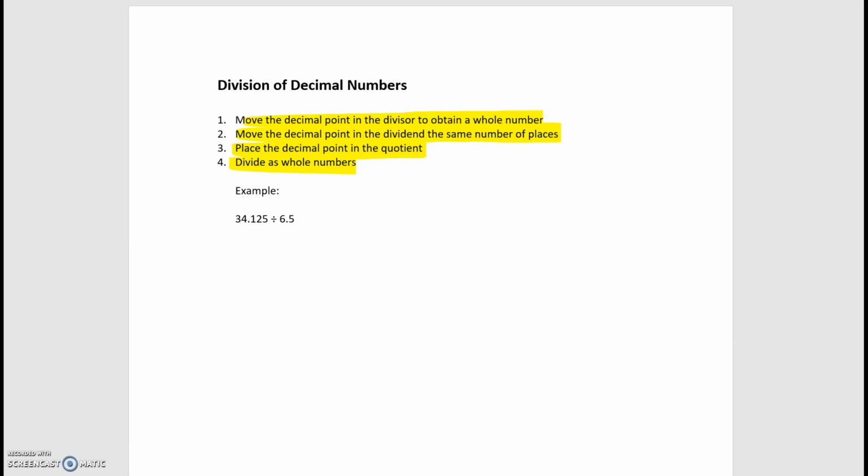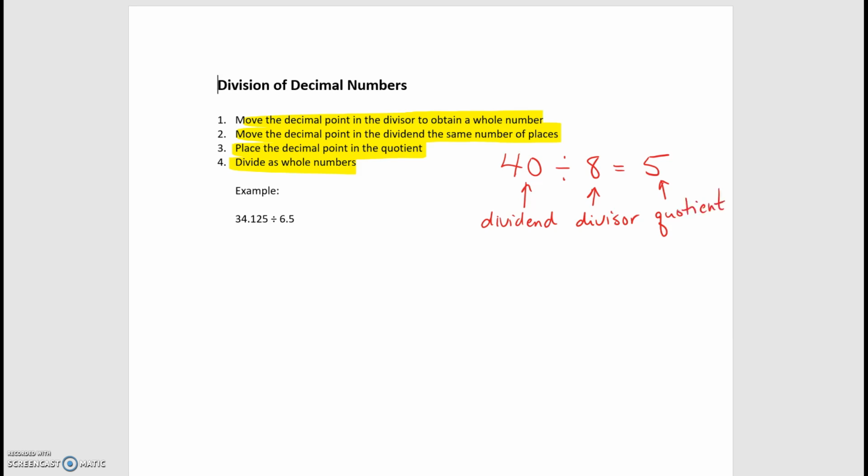Before we begin, we need to know what some of these words mean. So let's take a look at a quick example. 40 divided by 8 is equal to 5. 40 is the dividend. 8 is the divisor. And 5 is the result or quotient.